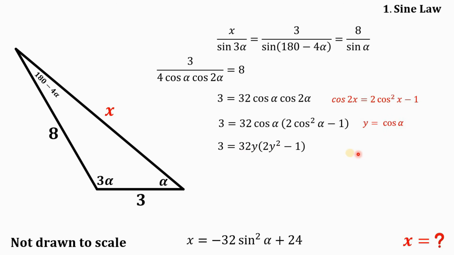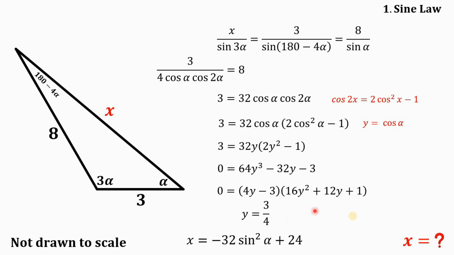Now, combining all of these terms and simplifying, we get this cubic equation, 64y cubed minus 32y minus 3 equals 0. We can factor this using a lot of factoring techniques. We can use synthetic division or the guess and check method, but at the end of the day, we get the factors (4y minus 3) multiplied by (16y squared plus 12y plus 1). From the first factor, we get that the value of y is 3 over 4. From the second factor, we get that y equals negative 3 plus or minus square root of 5, all over 8.